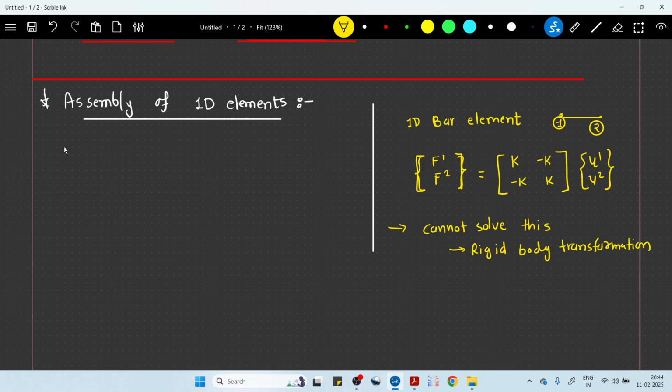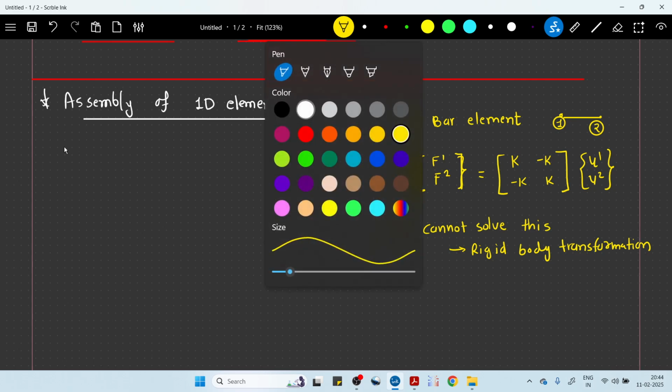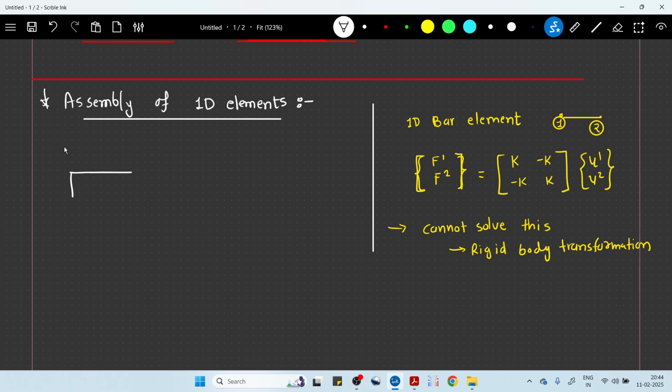Till now, we took a structural member, some structure, and we represented it as an equivalent bar element. So the complete assembly or structure was represented as one element. That means we have discretized this structure into one element.